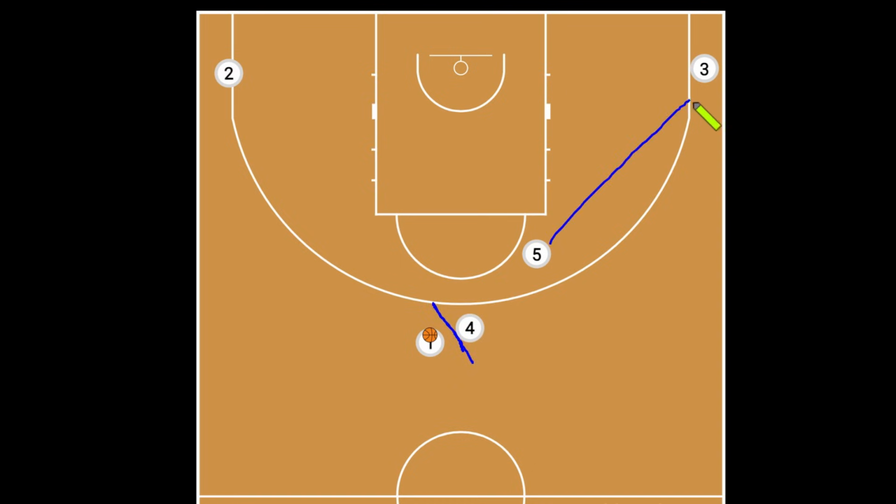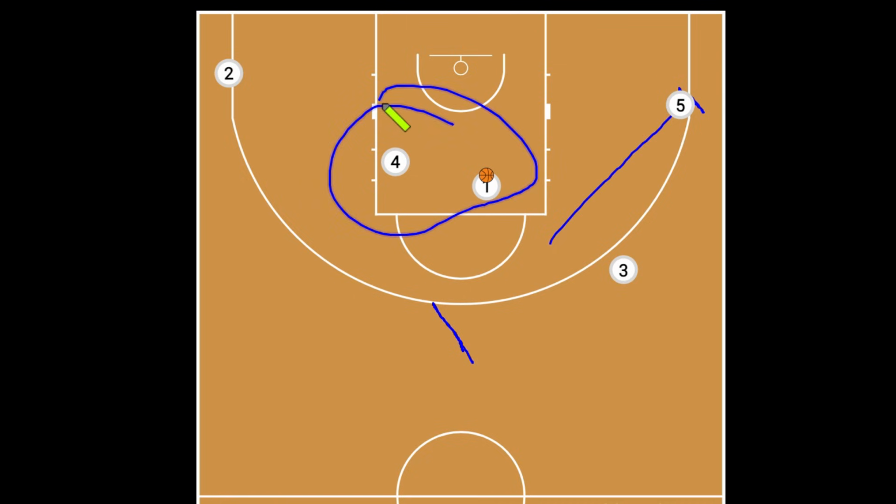Then this player is going down and setting a screen for number 3. Number 3 is curling to the basket as number 1 and number 4 run a pick and roll. So we can potentially get an outside 3-point shot here for number 3, or a wide open lane for either our point guard or our roller in number 4.